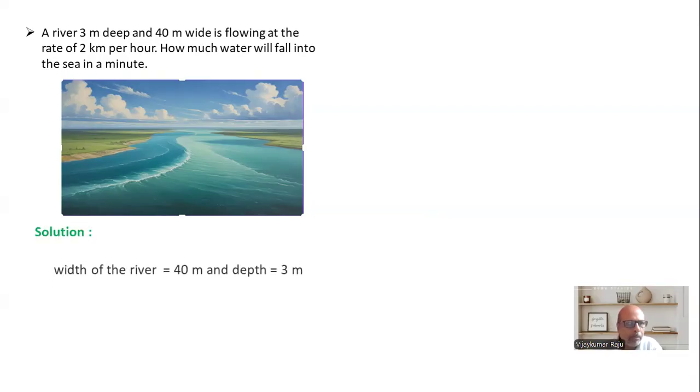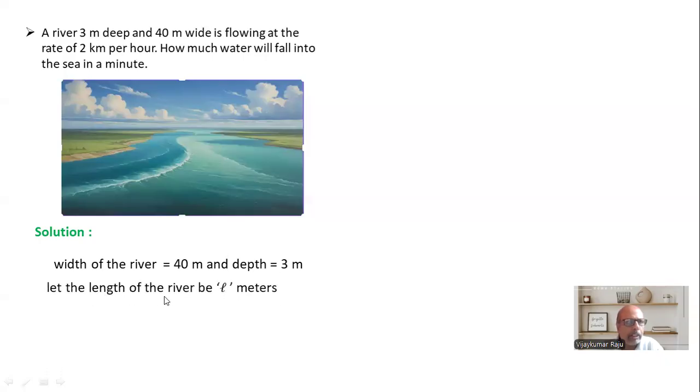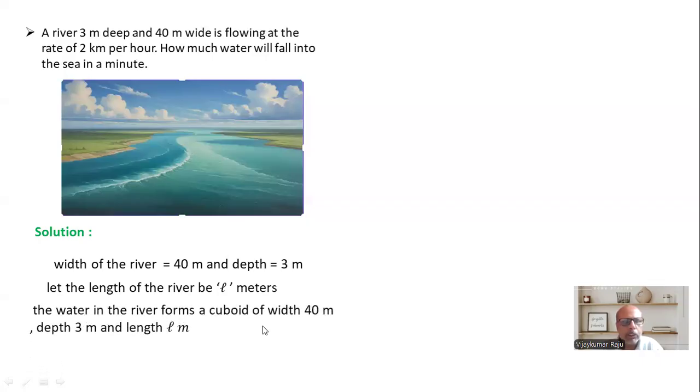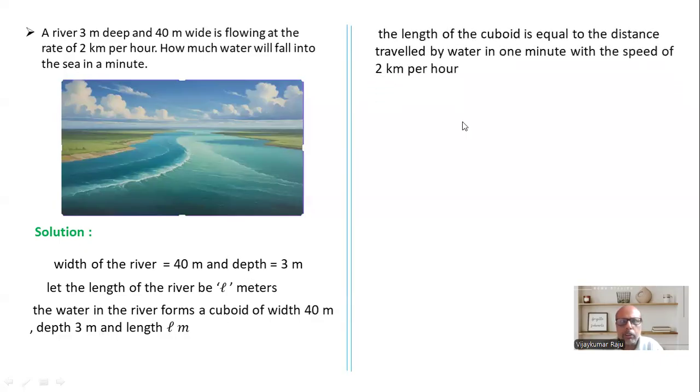Solution. Width of the river is 40 meters. Depth is 3 meters. Length of the river be L meters. The water in the river forms a cuboid of width 40 meters, depth 3 meters, and length is L meters. The length of the cuboid is equal to the distance traveled by water in 1 minute with a speed of 2 kilometers per hour.